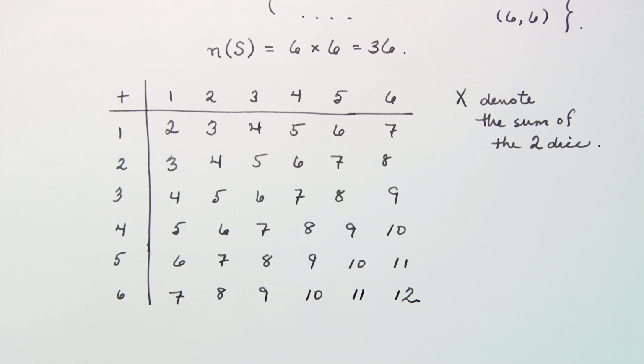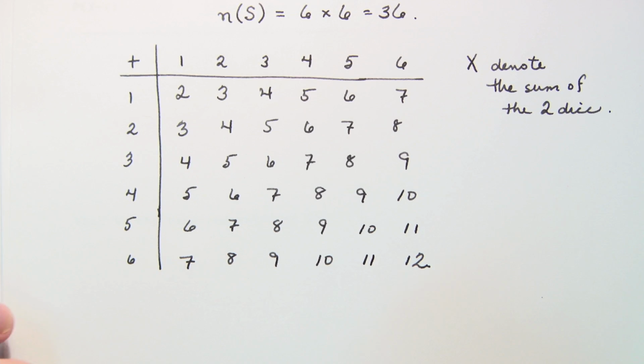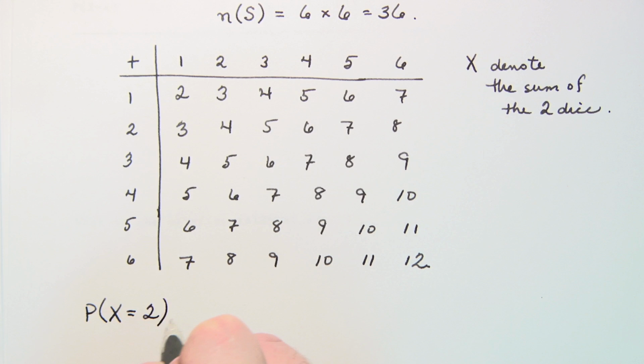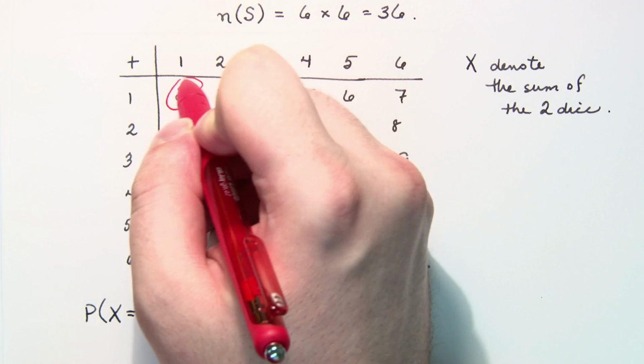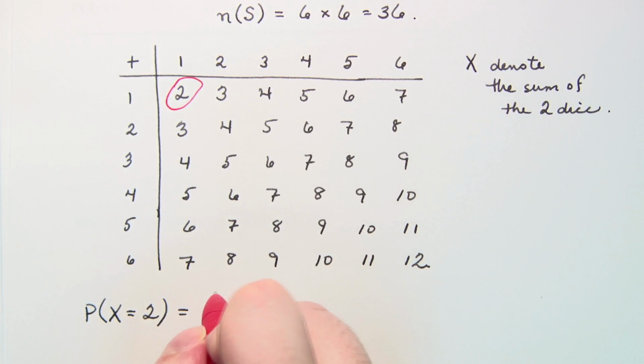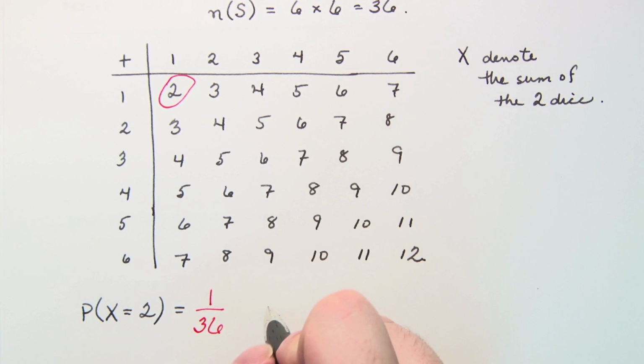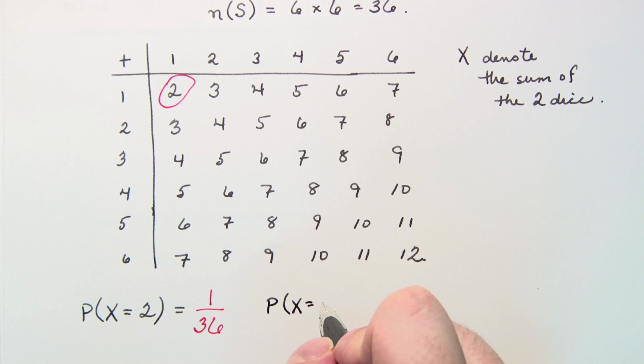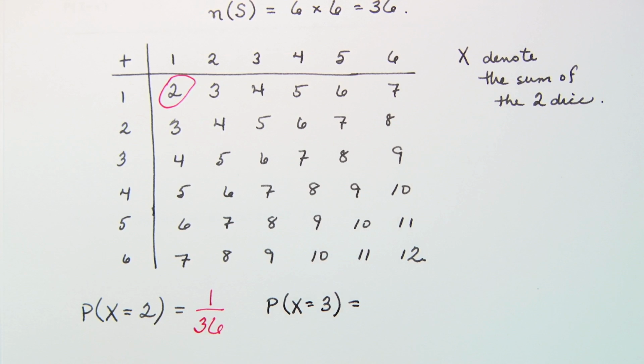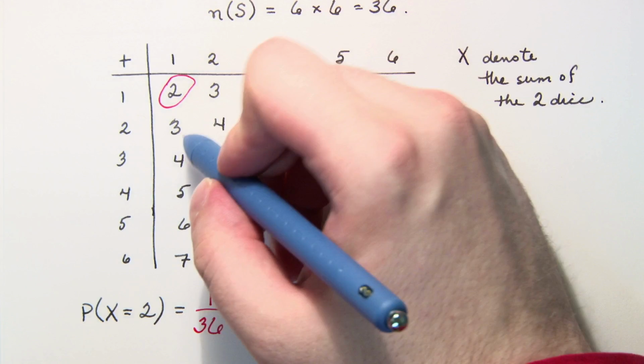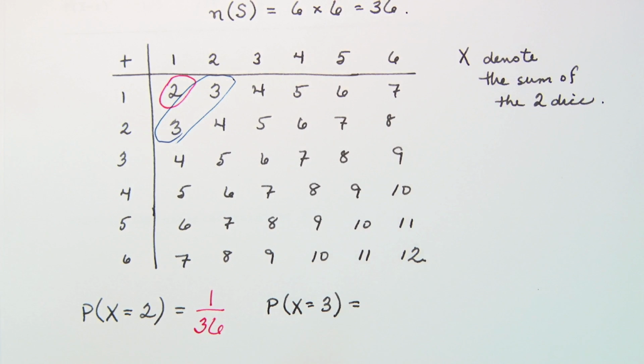Okay? So what I could do is ask, what's the probability of getting a sum of 2 on the dice? Well, in this case, there's only one case out of the possible 36. So that is 1 in 36. The next thing I could ask is, what's the probability that X equals 3? Well, there are only 2 cases in that instance, so I get 2 over 36.